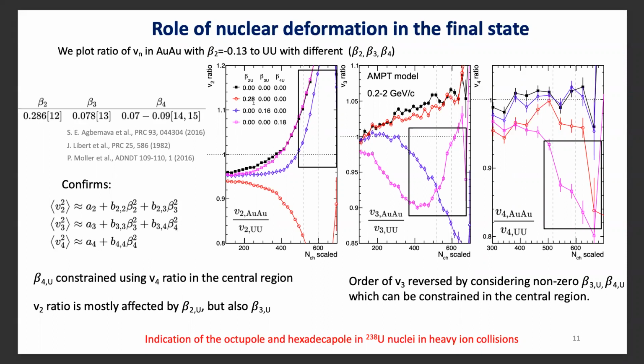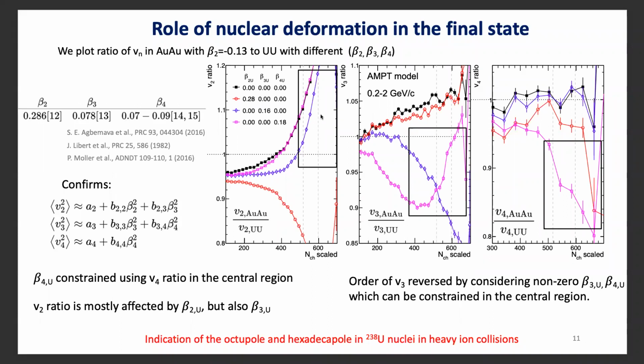So if we input a very large beta 2 value, you can see the uranium v2 is largely enhanced. So that's why the ratio is less than 1. But for the v3, you can see the beta 2 value doesn't have much effect on the v3 ratios. The v4 ratio has some effect, because there are linear and nonlinear components from v2.